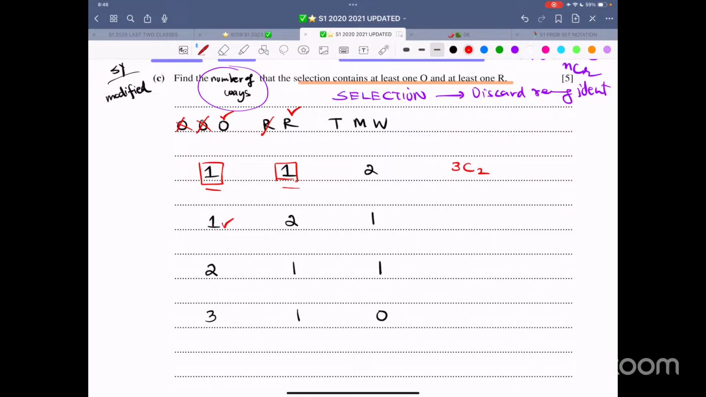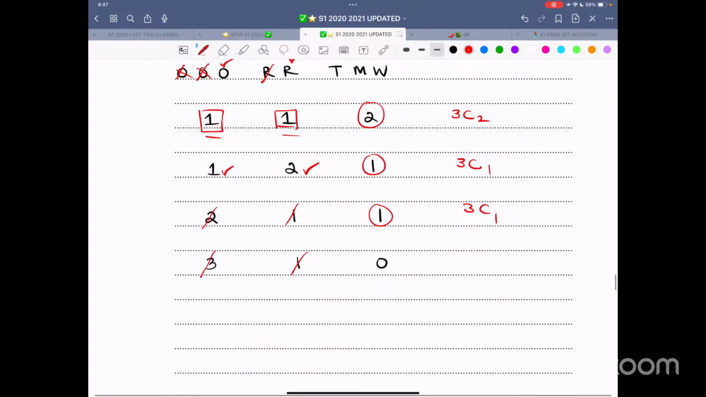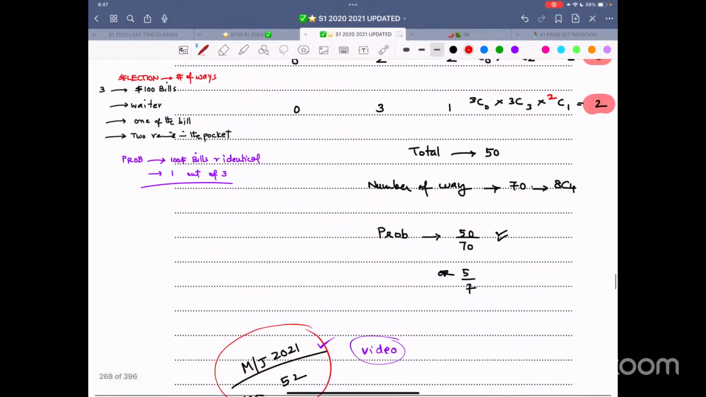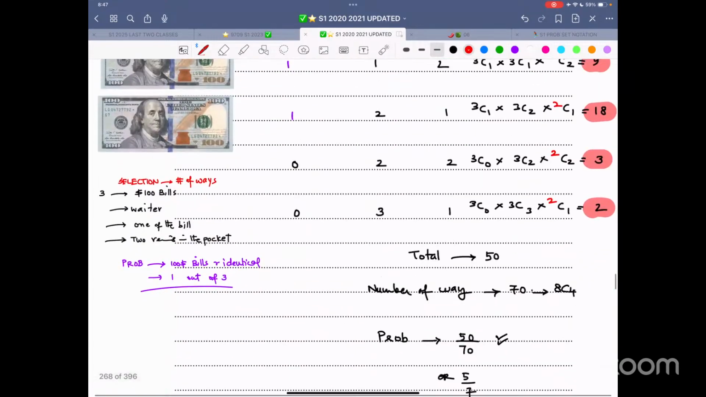Over here, choose 1 out of these 3, that is 3C1. Choose 2, choose 1, just 1 out of here, that is 3C1. Choose 3, choose 1, just write 3C0. So this is 3, this is 3, this is 3, this is 1. That would be the total number of ways. That will be 10. But how is this question different over here?